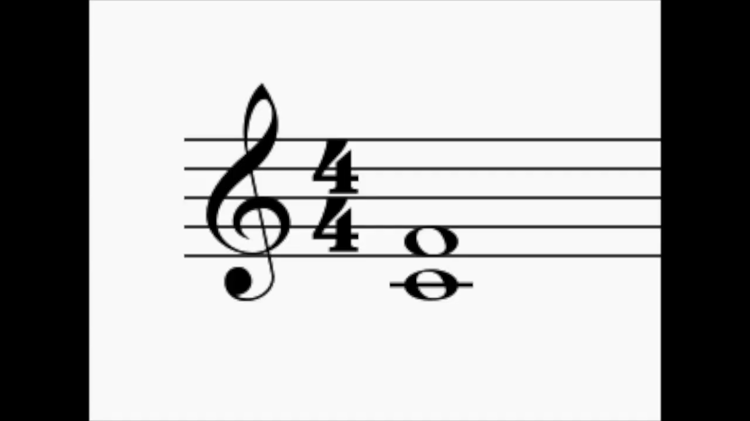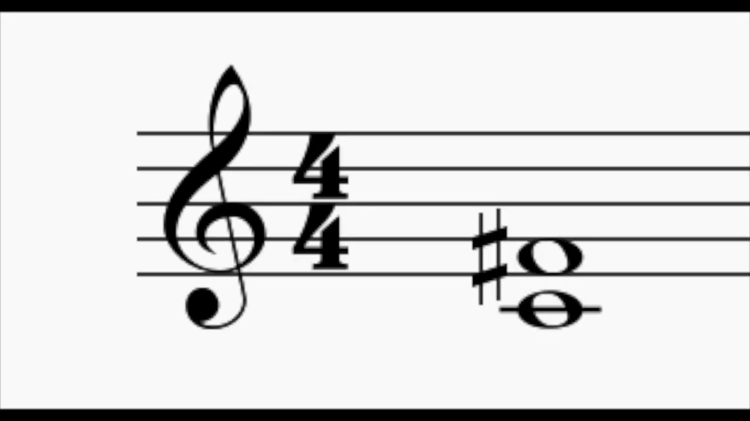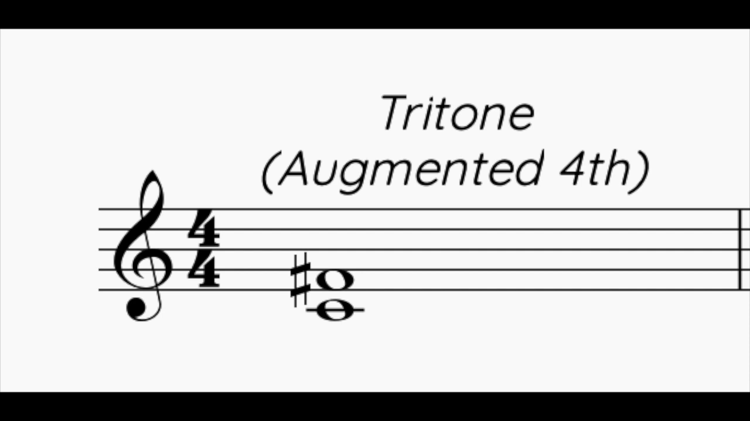So there are two kinds of intervals that I didn't talk about previously that we need to address, and those are called augmented and diminished intervals. So an augmented interval is an interval where we've taken a major interval and we've raised the top note a half step. So for example, if I wanted to play a perfect fourth, but I want to raise that fourth up a half step, I now have an augmented fourth.